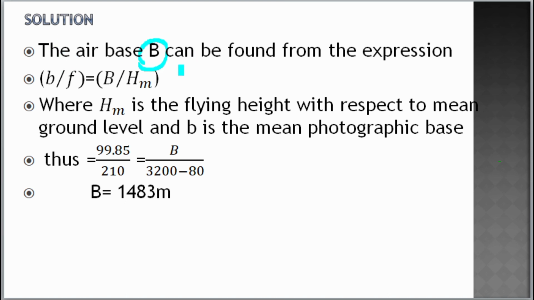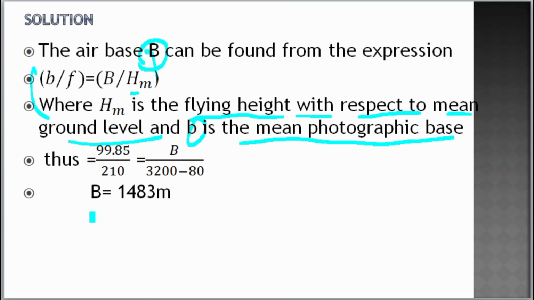The airbase represented by the capital B can be found from the expression small b over f, where f is the focal length, is equal to the airbase over HM, where HM is the flying height with respect to the mean ground level. The small b is the mean photographic base. Having simplified that, we go directly to the formula to solve for the airbase.